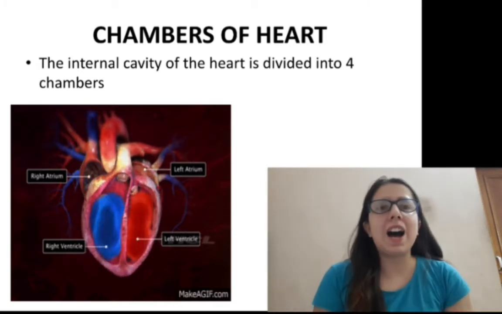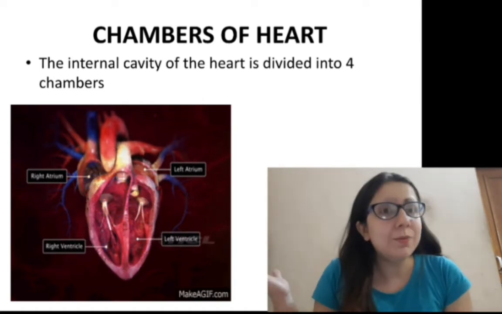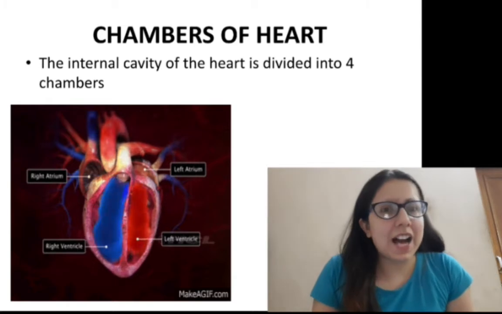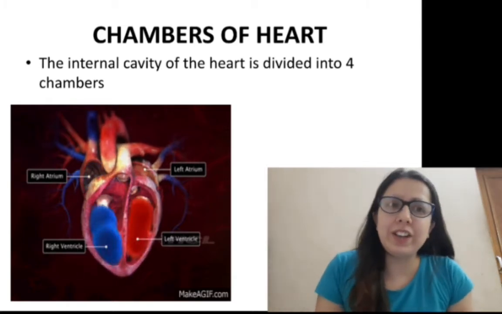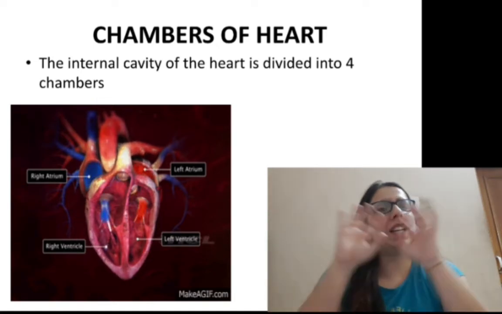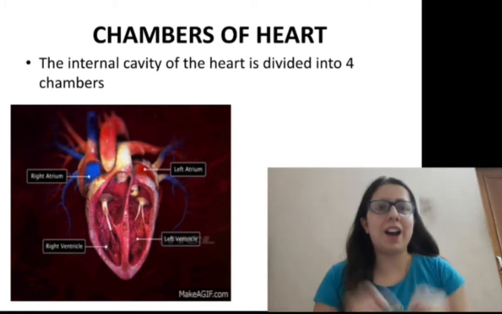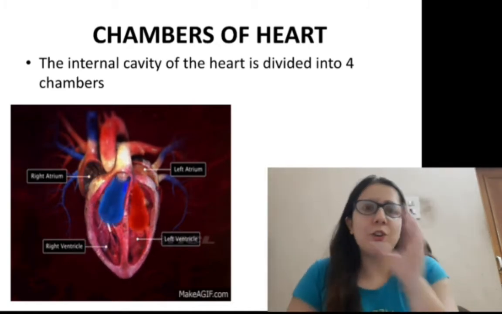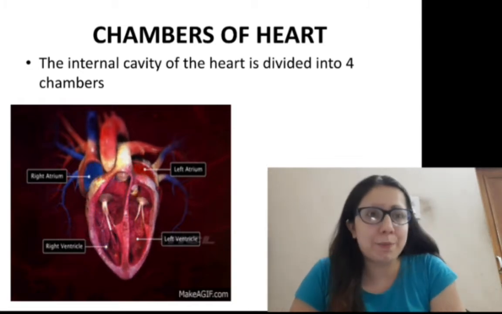These chambers are the right atrium, or you can call it the right auricle, the left atrium or left auricle, and lastly the right ventricle and the left ventricle, right? So these are the 4 chambers of the human heart. Remember, this is for the human heart only, right? You can easily visualize where they are present.